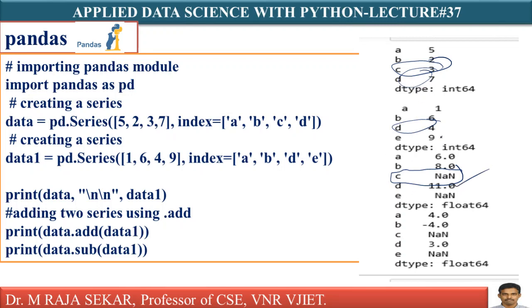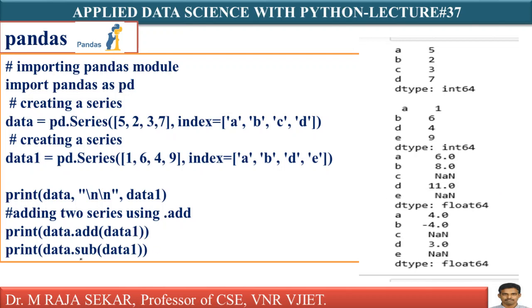Here I have E in the second series. I have E, but I don't have any E in the first series. In that case also it will return NaN. When will it return NaN? If it is present in one series data structure and it is not present in the other series data structure, it will return NaN values.